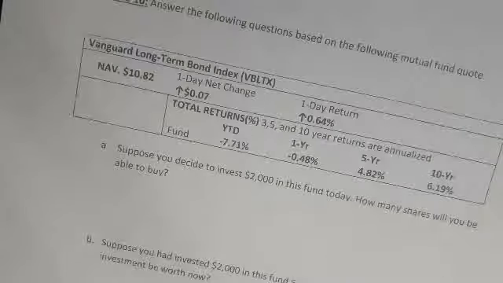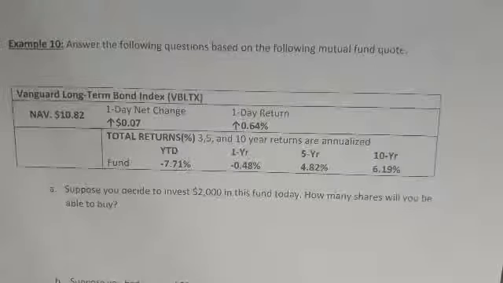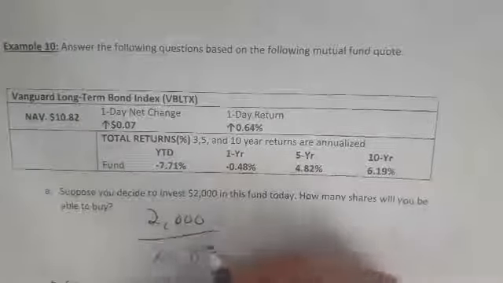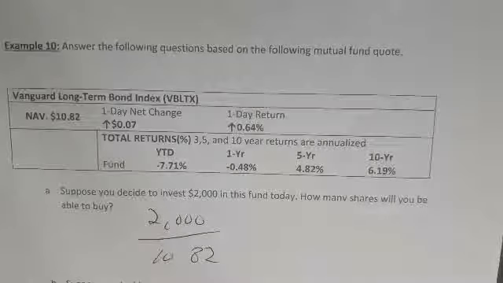All right, one last problem to round this section out. We want to invest $2,000 in this fund. How many shares will we be able to buy? Each share is 10.82. How many are we going to buy? Well, we're dividing our $2,000 by 10.82. So we do 2,000 divided by 10.82. This is giving me 184.8.